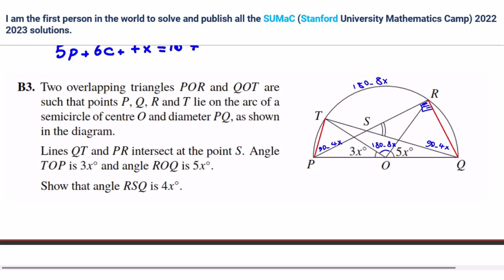And PTQ is also 90 degrees. Yes. And then if you look at the triangle SRQ, can you see it? Yes, 90, 90, 180, so it is 4x. Yeah, it's completely correct. Good job.